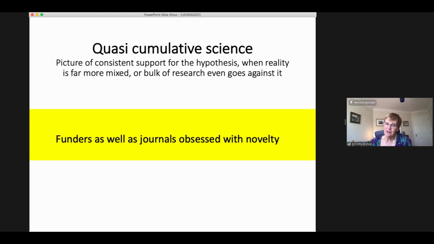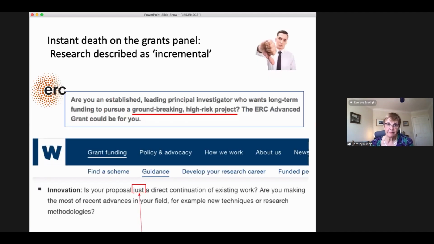This isn't just a problem though for researchers themselves and for journals. It's also down to some extent to the funders, because I would argue the funders, as well as the journals, tend to be obsessed with novelty. If I could have the next slide. I just pulled out these two examples, and indeed it's two examples from funders who have funded me, so I shouldn't be too rude about them. And indeed I have a very positive attitude towards both of them.